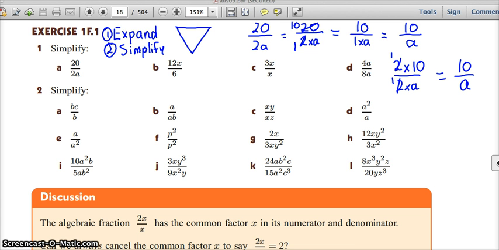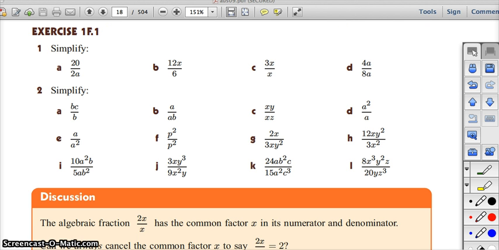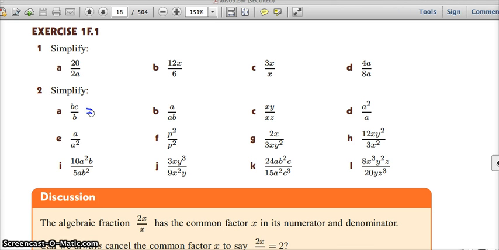Let's have a look at this one now, for example. B, C over B. So what's on our top line? We expand first. What's on our top line, Harry? Yeah, and how would you write that? Because we're trying to expand it. B times C. Excellent. With B times C, and that would be divided by just B. We can't do anything with B, so we just leave it as B. So B times C over B.